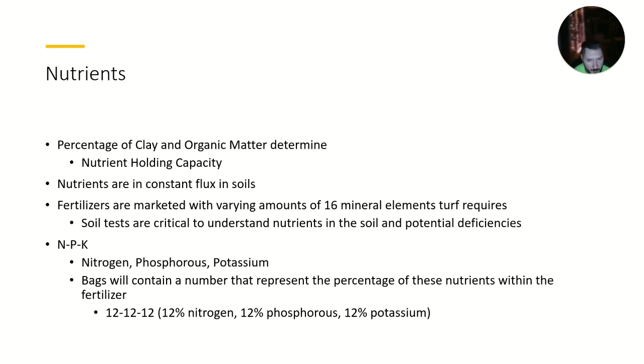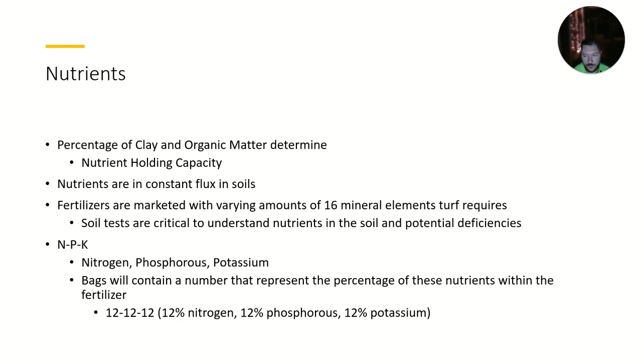Fertilizers are marketed with varying amounts of 16 mineral elements that the turf requires, or any plant requires. And soil tests are critical to understand the nutrients of the soil and the potential deficiencies on the properties that you go to. So it's always recommended to take soil tests. Honestly, annual soil tests or every 2 or 3 years is ideal, so that way you know what's going on and what you need to replace.